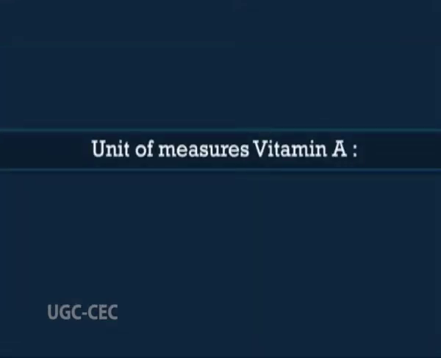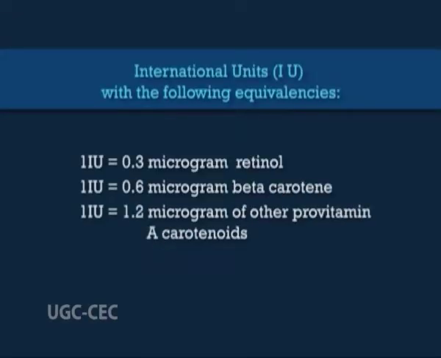We'll see the units of measure of vitamin A. Vitamin A activity in food was expressed in international units with the following equivalences. 1 international unit is equal to 0.3 microgram retinol. 1 international unit is equal to 0.6 microgram beta-carotene. 1 international unit is equal to 1.2 microgram of other provitamin A carotenoids.